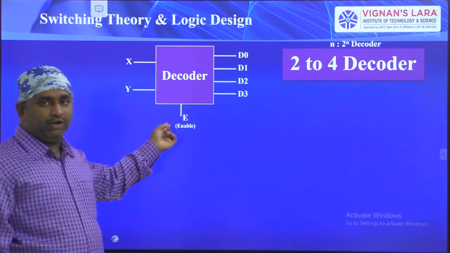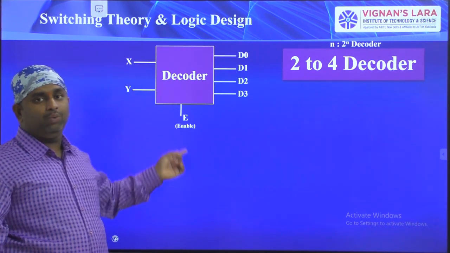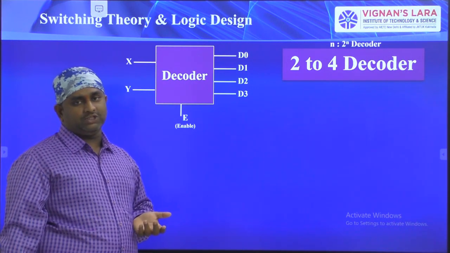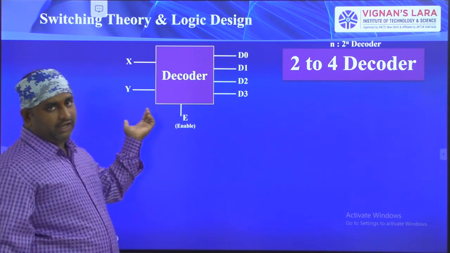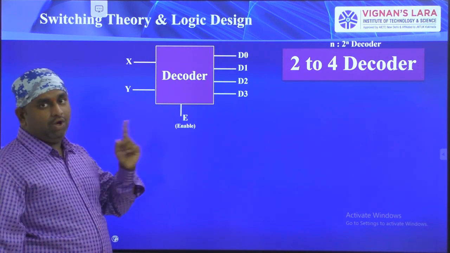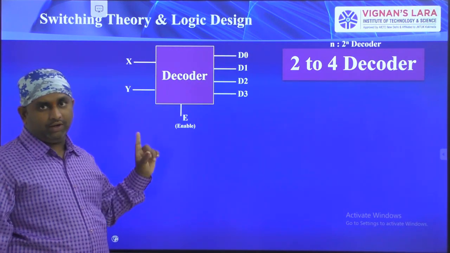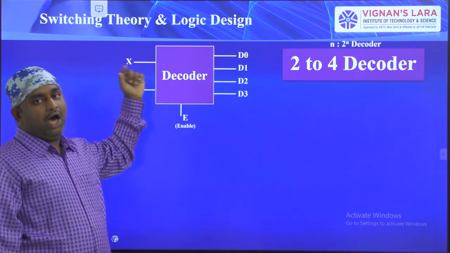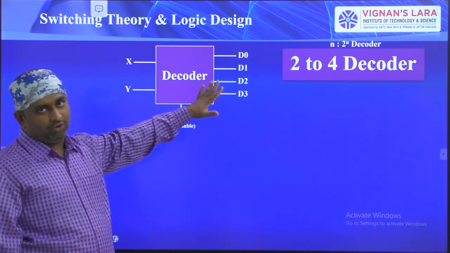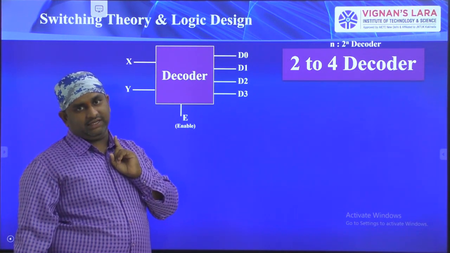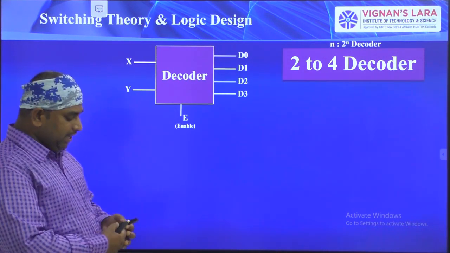This is very, very important. With this enable signal only, we can do a lot of miracles in the encoders and decoders part. Presently in this decoder, there is only one enable signal. It may be a 2 to 4 decoder, a 3 to 8 decoder, or 4 to 16 or 5 to 32 decoders, whatever it may be. Here we have only one enable signal. Remember, only one enable signal here we have.